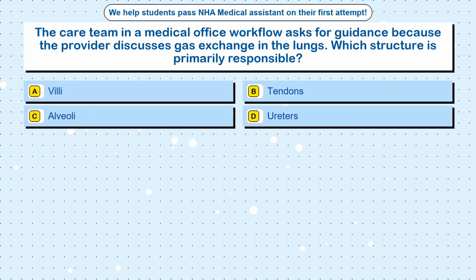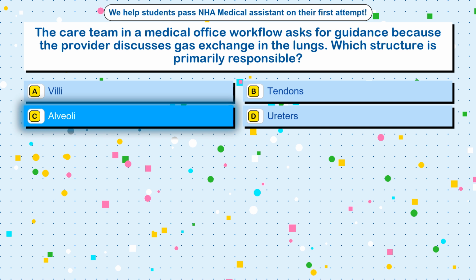Question 95. The care team in a medical office workflow asks for guidance because the provider discusses gas exchange in the lungs. Which structure is primarily responsible? Option A, villi. Option B, tendons. Option C, alveoli. Option D, ureters. The correct answer is option C, alveoli.